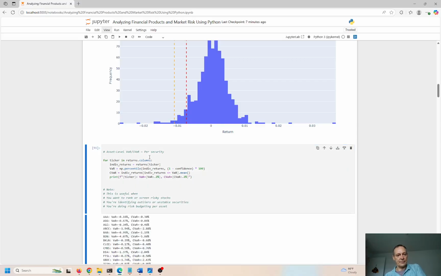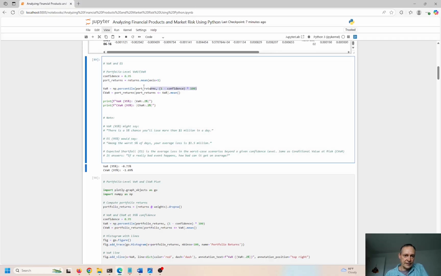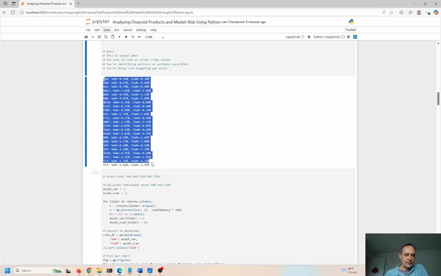If we want to get asset by asset VaR and CVaR, we do exactly the same thing and just put this into a loop. So for ticker and returns, individual returns is equal to ticker, the same exact formula that you saw above, NumPy percentile. Individual returns, 1 minus confidence rate, that came from over here. So same exact thing. All we're doing is looping through each one to get the security level VaR and CVaR, and that is portfolio returns less than or equal to the VaR, right? So here's the VaR and CVaR for each symbol in the portfolio, right?